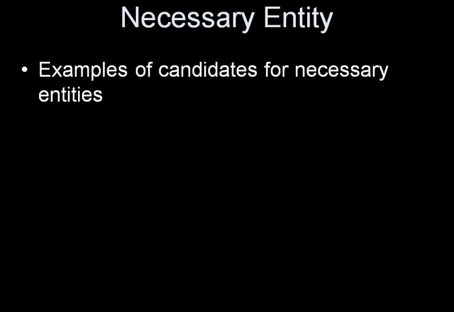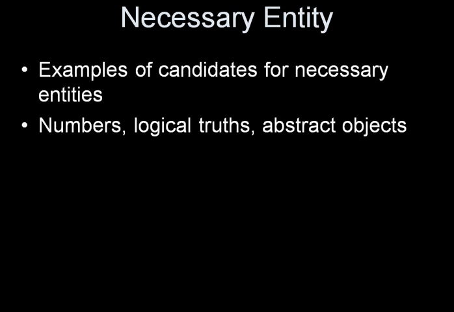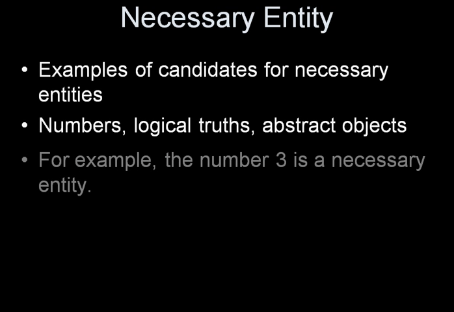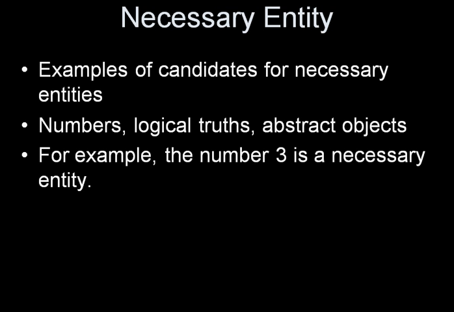We need to dig into this concept of a necessary entity a little bit. Examples of candidates for necessary entities would be numbers, logical truths, abstract objects, things that can't be false or cannot fail to exist. For example, the number 3 is a necessary entity. Nobody created it, it just exists necessarily.